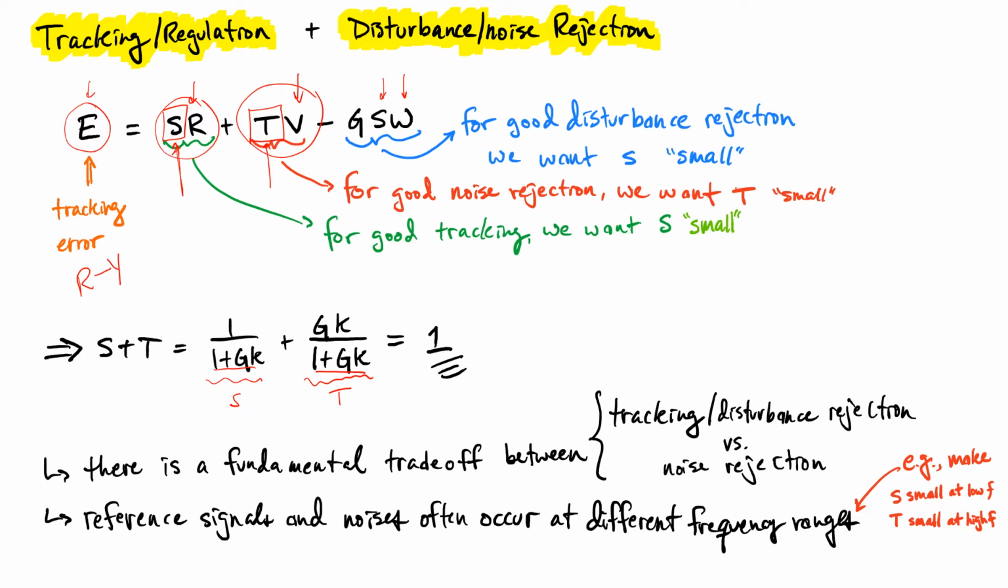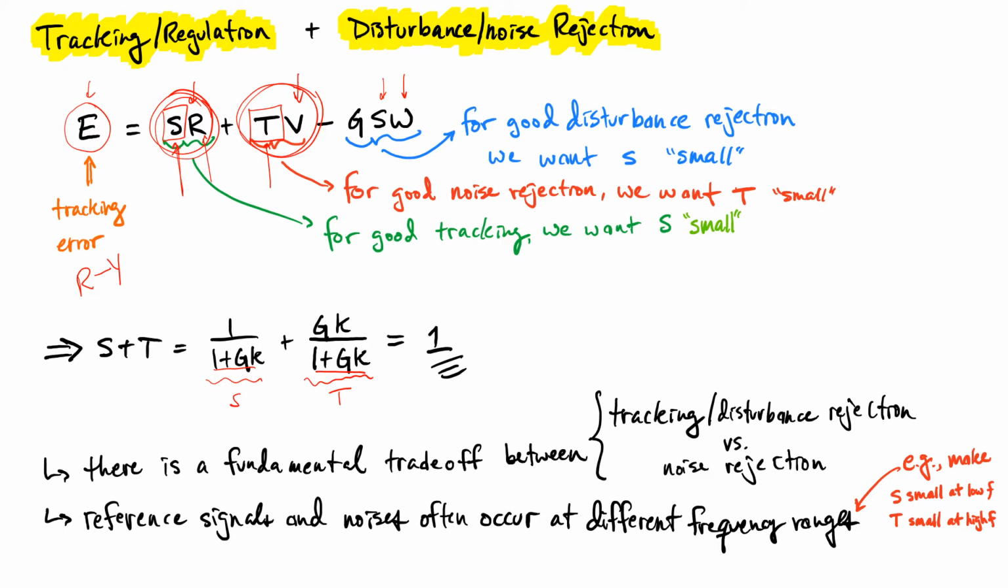What this is telling you is that there's a fundamental trade-off between being able to do well in terms of tracking, essentially matching that reference, and how well you can reject, for example, some of these noise terms, that sensor noise. So there's this trade-off between doing well in tracking and doing well in disturbance or noise rejection.